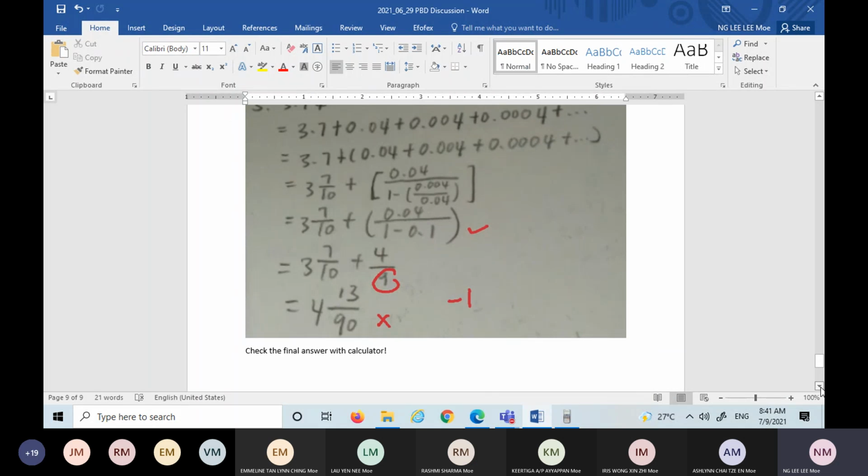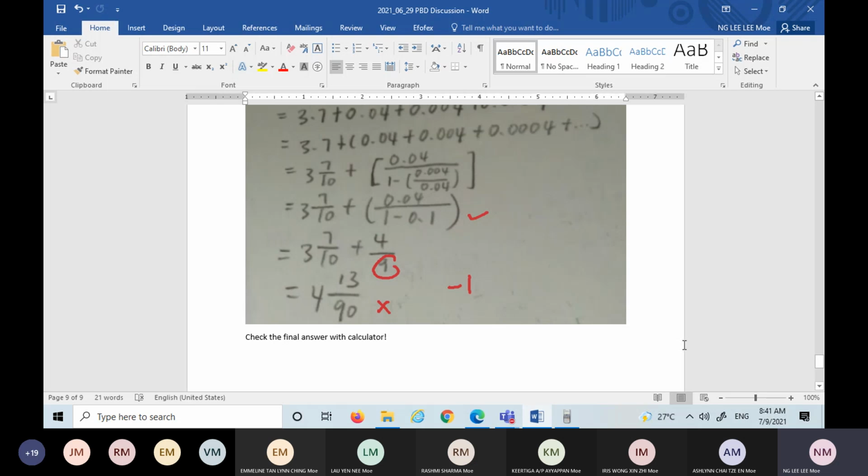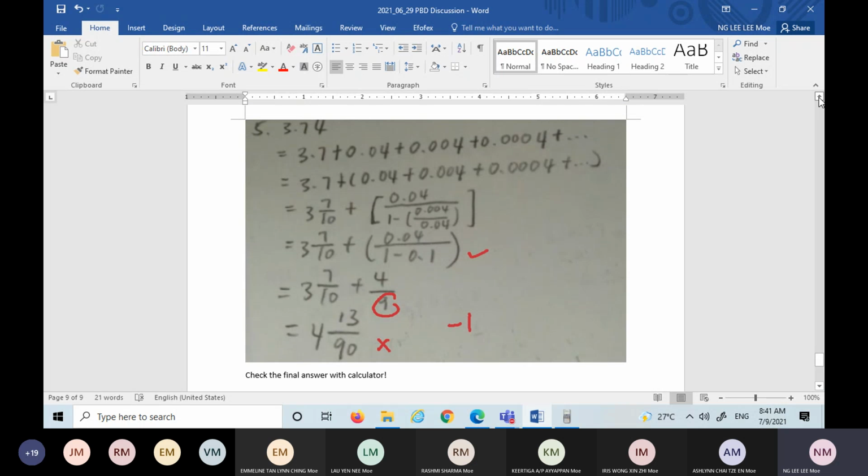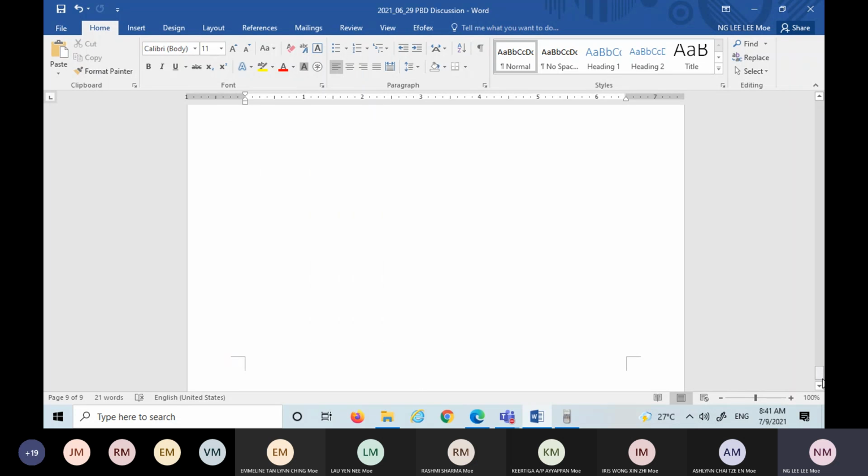Every time after you finish, go through your answer a little bit. Does it make sense or not? We must have that type of common sense when we do Maths. This one definitely is wrong. I don't have to press the calculator. This is 4 and this is 3, my dear. So I put here, check the final answer with calculator.